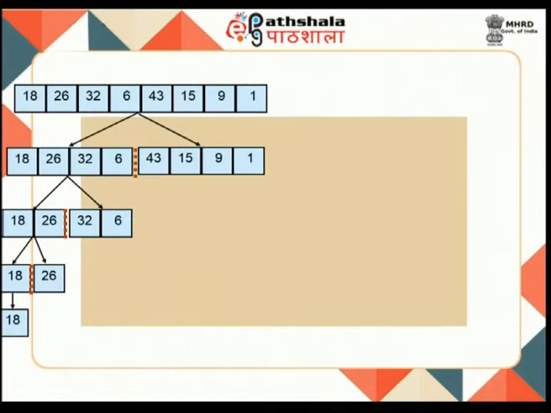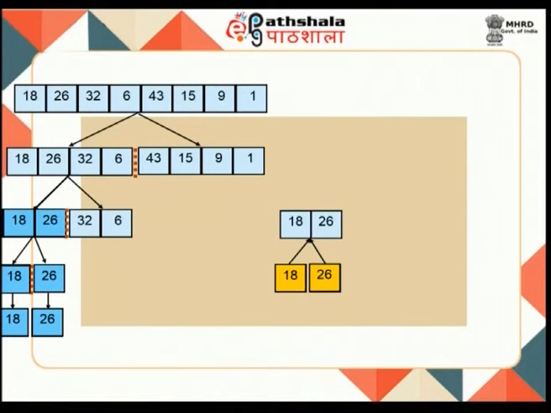So you can see 18 is the smallest number. So 18 goes first in the sorted sequence. Next comes 26. So I am merging these two to get the sorted sequence. Next I apply this for all the other parts.